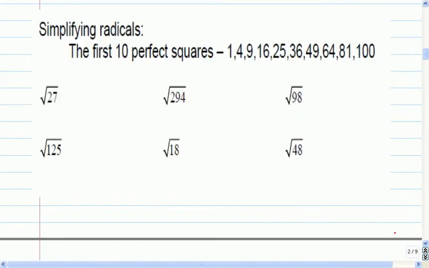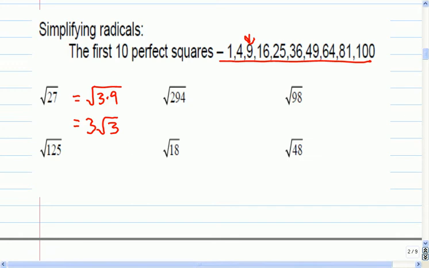So for something like 27, what I'm going to do is I'm going to look through my list here, and I'm going to try to see what's the largest number I can divide evenly. So that largest number for the first example is 9. So that means I could rewrite this as the square root of 3 times 9. And 9 under the square root is worth 3 when I bring it out. So I could rewrite this as 3 root 3. And there's no way I can reduce that radical anymore.